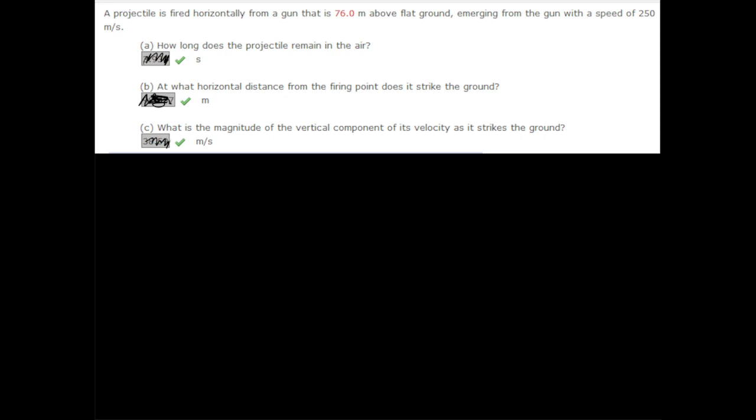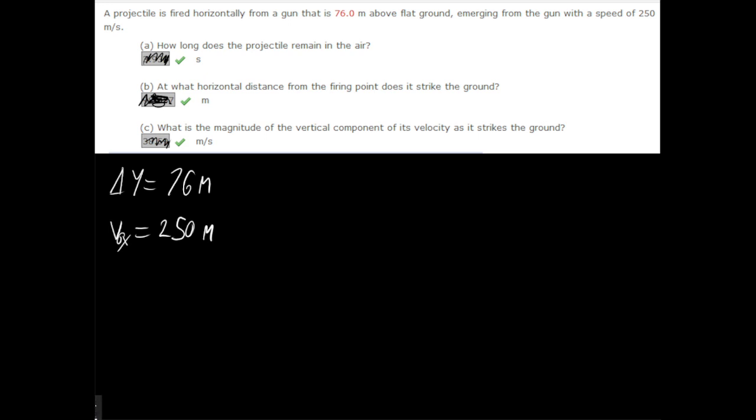Ph261 Ch4 Problem number 5. A projectile is fired horizontally from a gun that is 76 meters over the ground with a speed of 250 meters per second. So what we are given is we have a delta y of 76 meters, and we have an initial velocity in the x direction, so v0x of 250 meters per second, and we're asked how long does the projectile remain in the air.